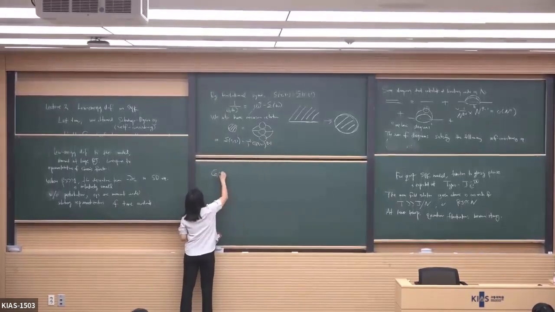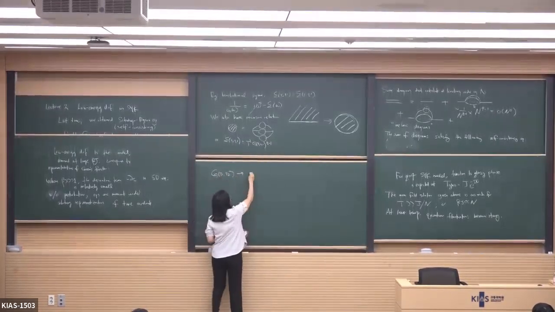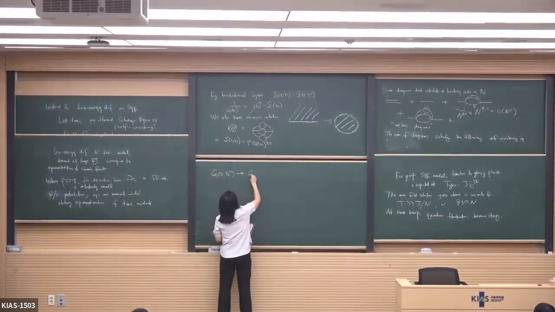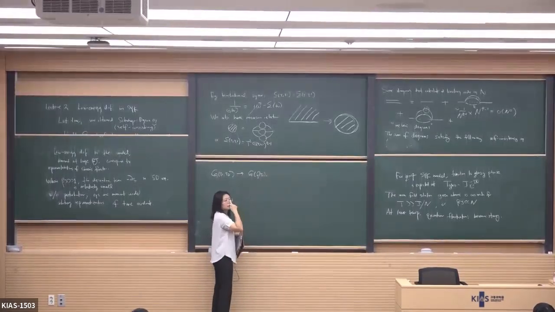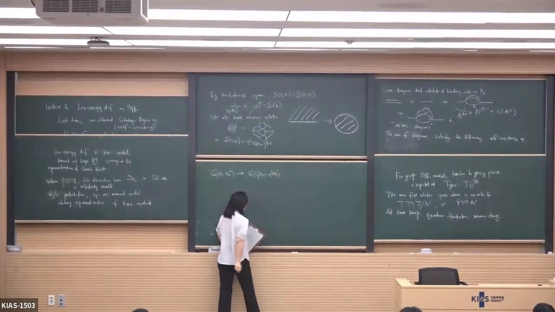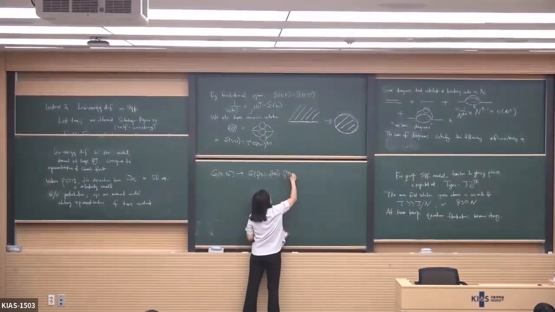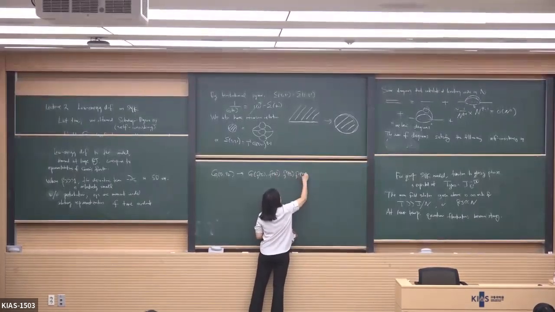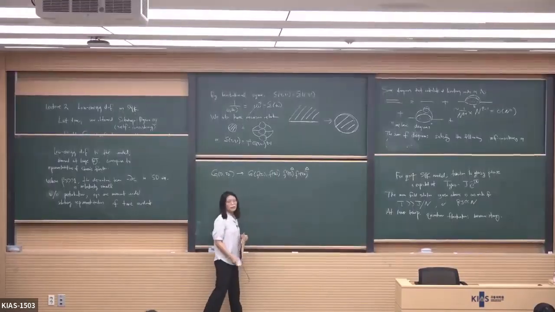So the G should transform, is mapped to G, the Green's function at some new times, right? So f of tau is the reparameterization. But we also need to multiply with the derivative at those two times raised to the power delta.